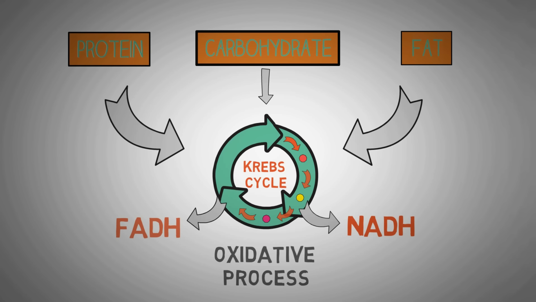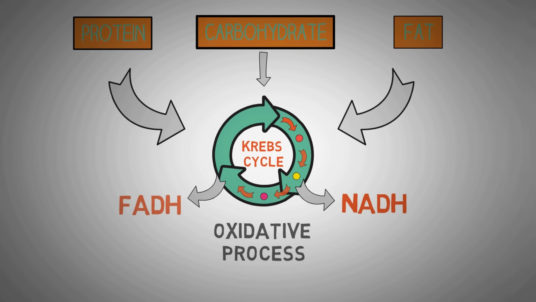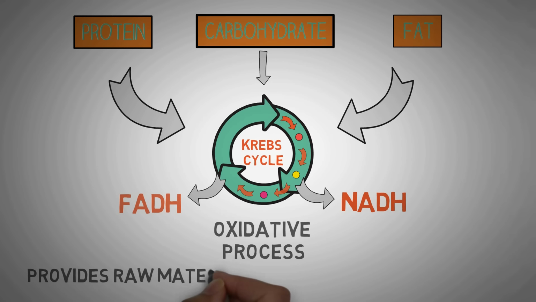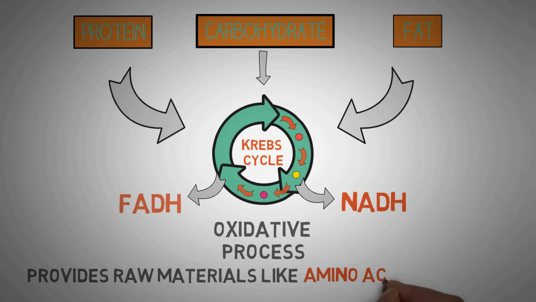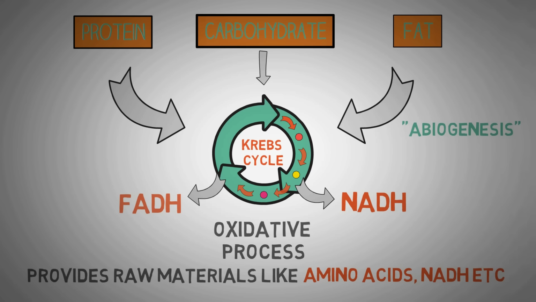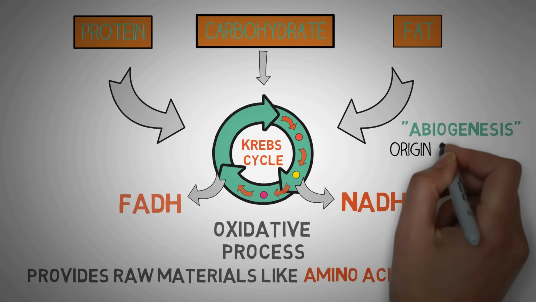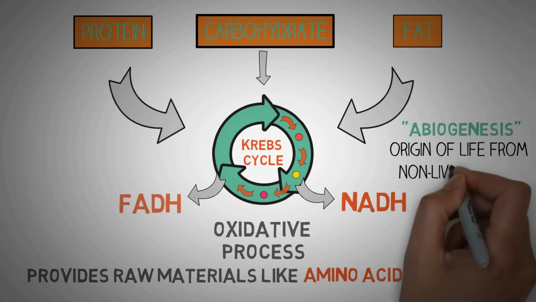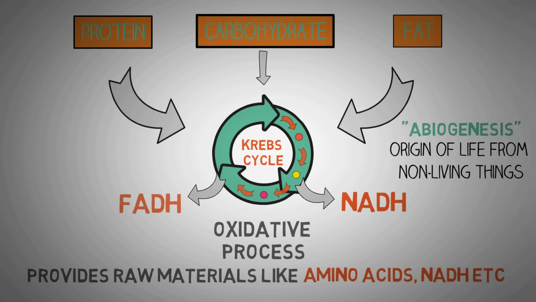Other than being the central pathway for generation of energy, the Krebs cycle is also very important as it provides many raw materials that are used elsewhere in the body, like amino acids and NADH. An interesting fact about the Krebs cycle is that it was one of the earliest established components of cellular metabolism and may have originated abiogenically, meaning it originated even before life started. This is the concept of abiogenesis, that life originated from non-living things.